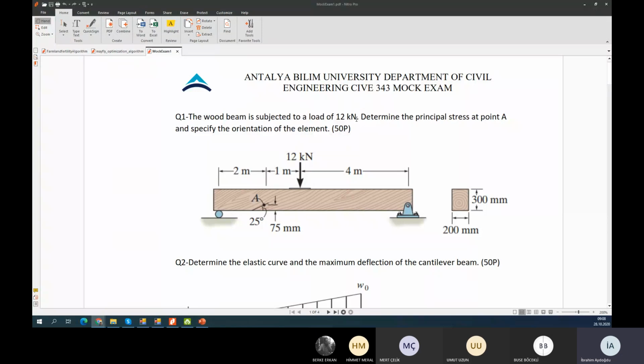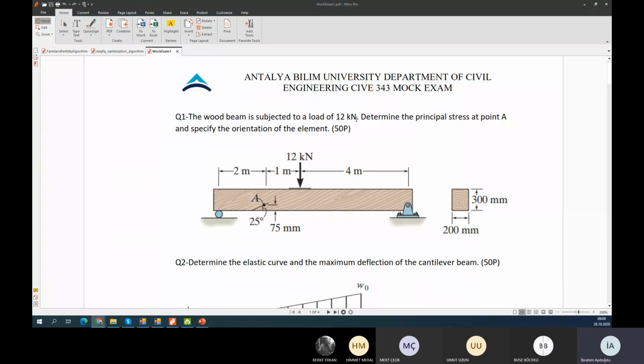A wood beam is subject to a point load, and the value of the point load is 12 kilonewton. In the question, the principal stress at point A is needed, and also the orientation of the principal stress, or orientation angle of the principal stress, is needed in the example. Okay.